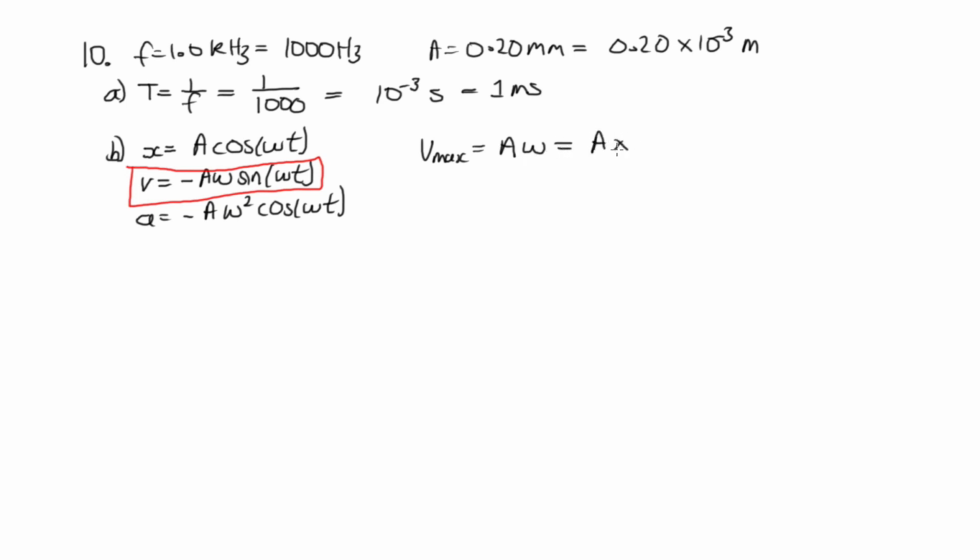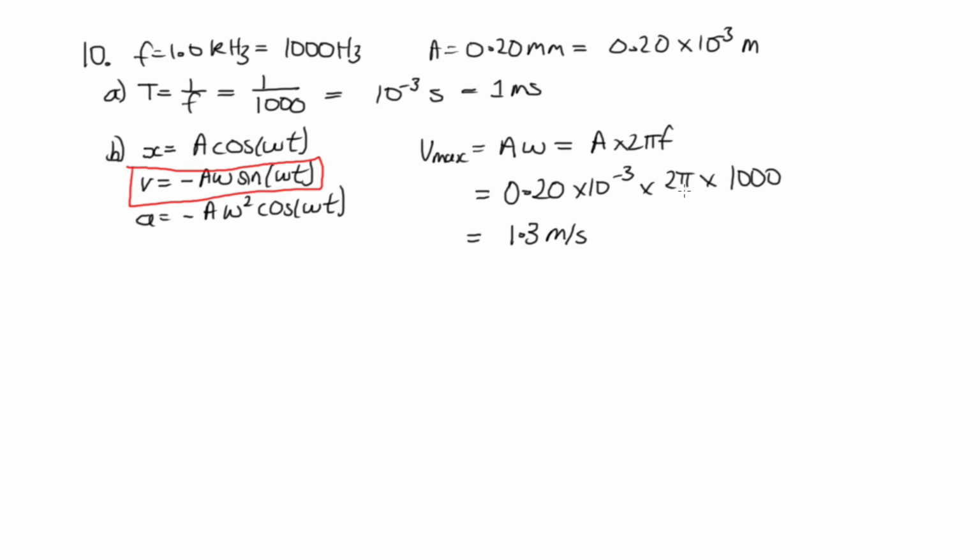So this is A times 2 pi f. And these are all things that we were given in the question. So now we can just substitute in. So we've got 0.20 times 10 to the minus 3 times 2 pi times the frequency, which is 1,000. And solving that on the calculator, we end up with 1.3 meters per second.